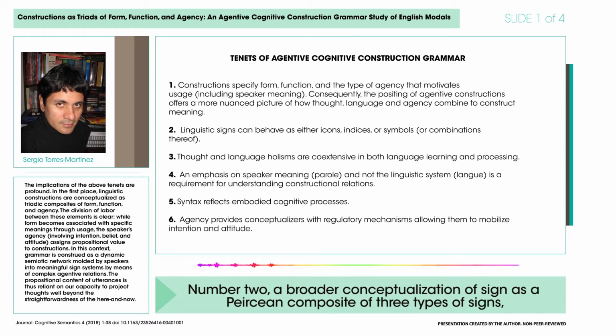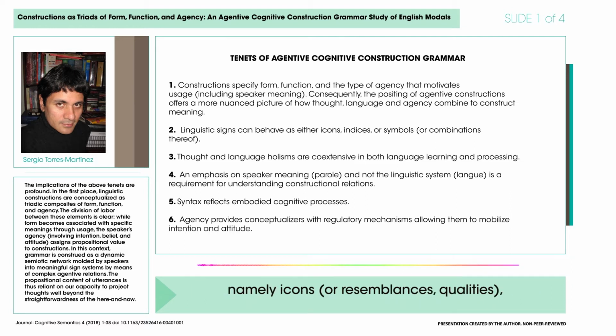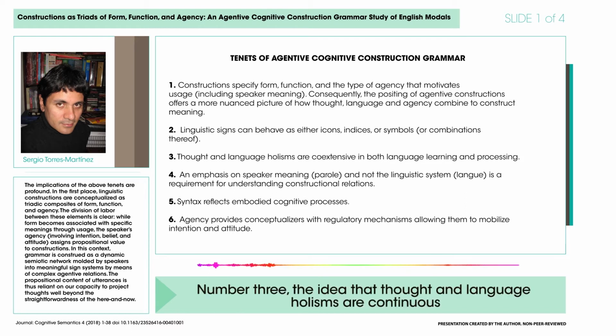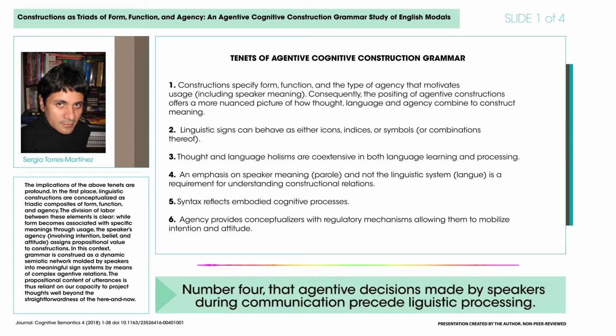Number 2. A broader conceptualization of sign as a Peircean composite of 3 types of signs, namely icons or resemblances, qualities, indices, meaning by contiguity between sign and referent, and finally symbols, conventions, habits, or laws. Number 3. The idea that thought and language holisms are continuous and not different instances in our conceptualization of the world. Number 4. That agentive decisions made by speakers during communication precede linguistic processing.